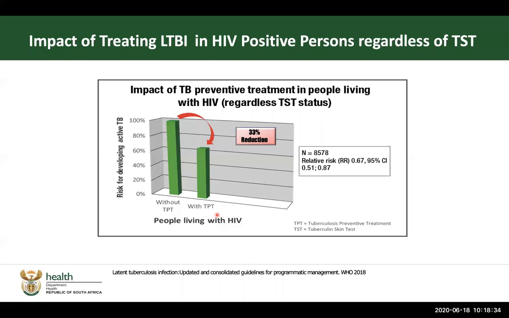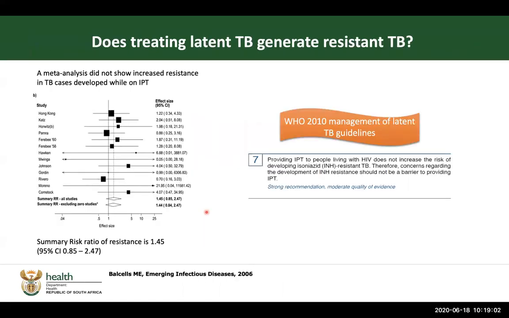So what we know at this point is that, one, the greatest benefit of TB preventative therapy is with patients who have a positive tuberculin skin test result. That is the greatest benefit. However, all high-risk populations, irrespective of the TST results, have significant benefit from being initiated on TB preventative therapy.